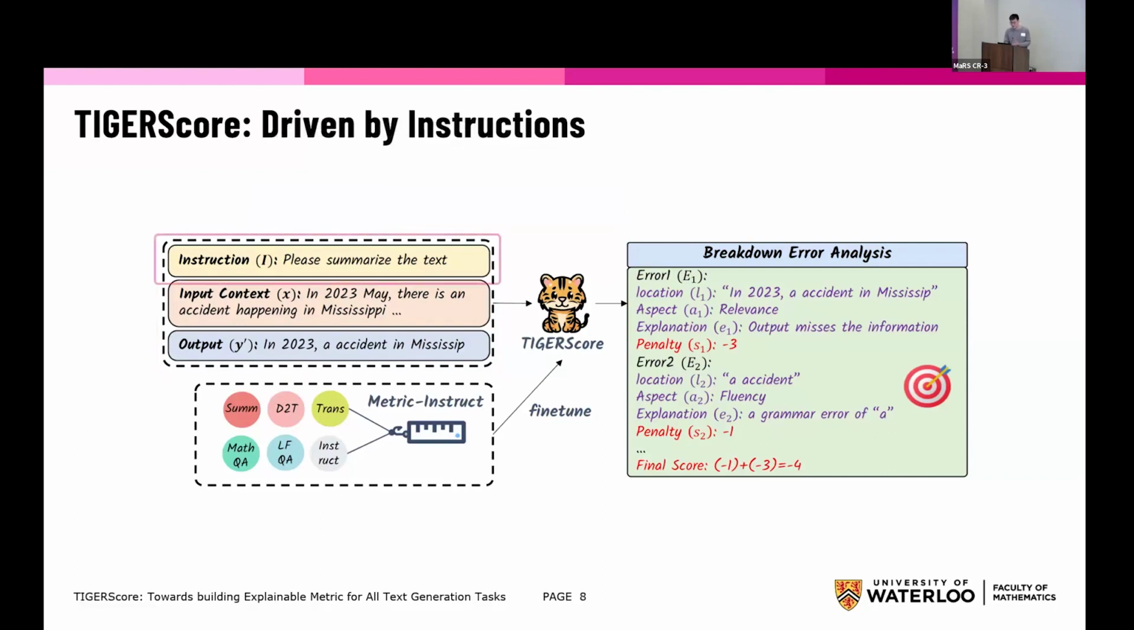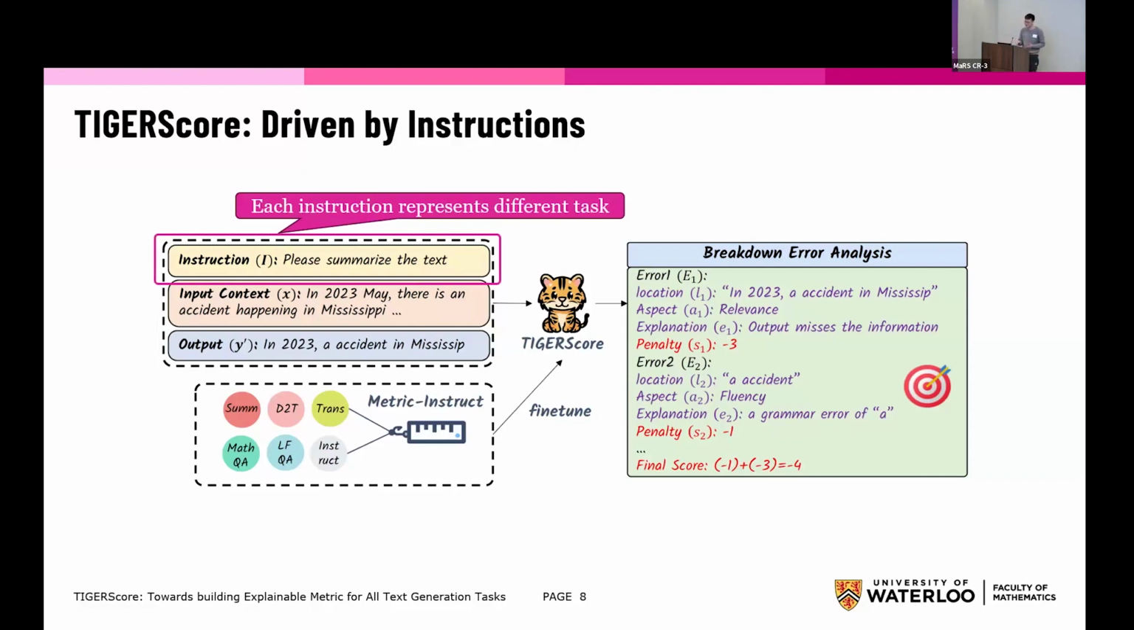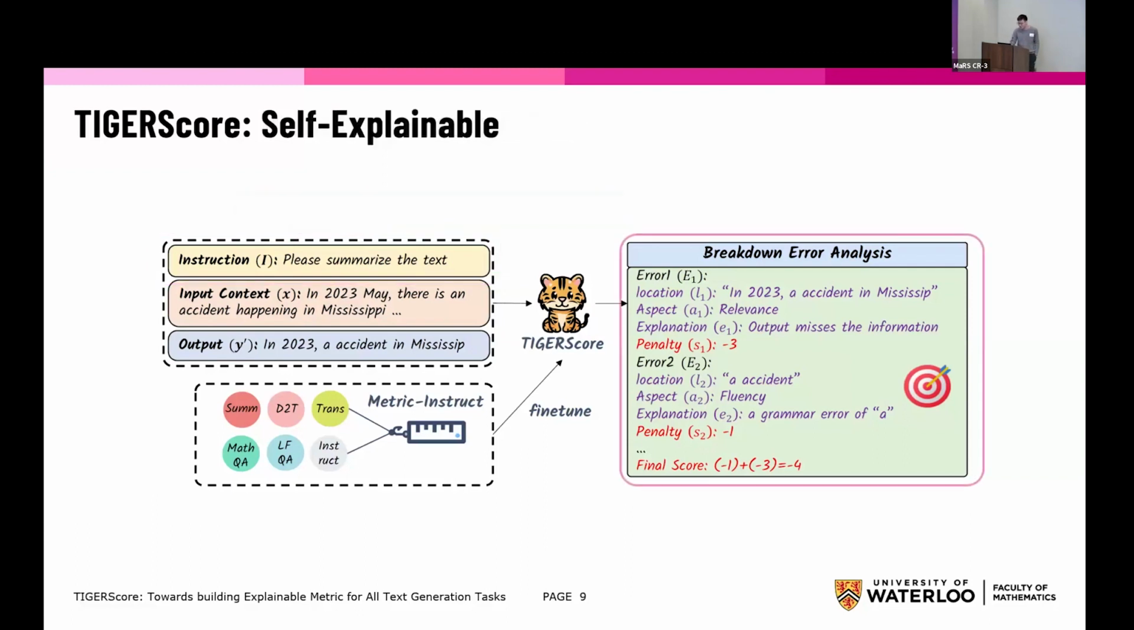Yeah, it's also driven by instructions. That means basically every instruction represents a different task. For example, for the summarization task, the instruction might be, okay, let's summarize the following paragraphs or summarize the following articles. For the data-to-text task, it might be, okay, please change the following structured data into a natural language representation, etc. Yeah, and other instruction-following tasks with many different instructions. Being driven by instruction actually makes it a job of multi-task learning.